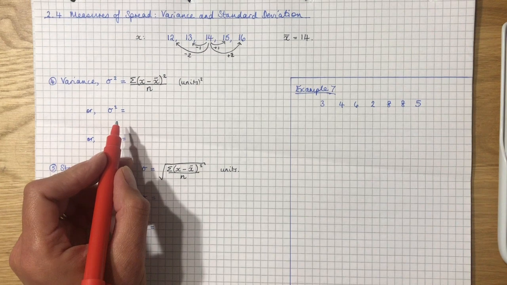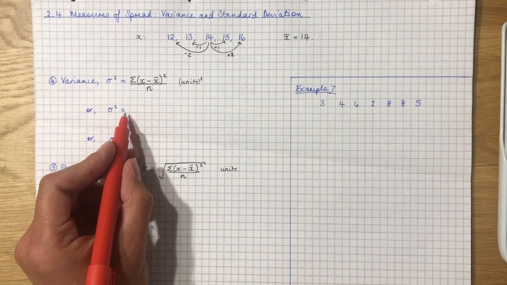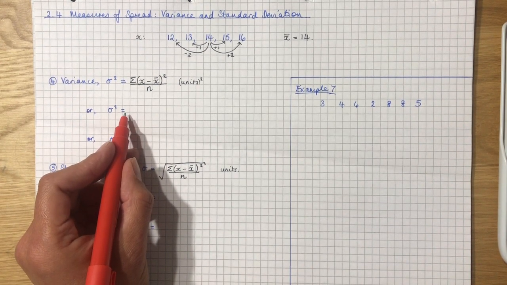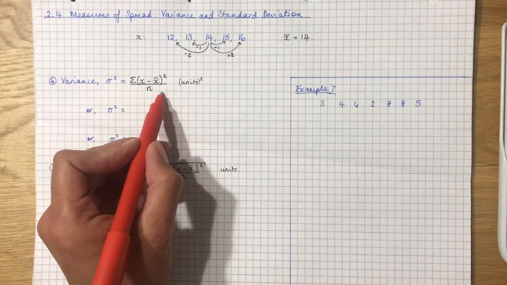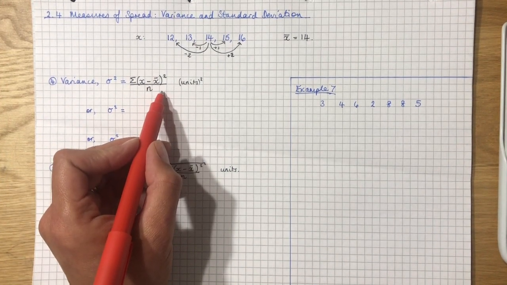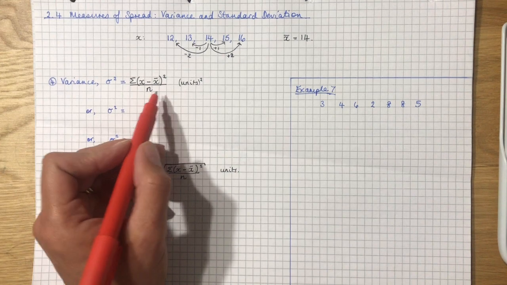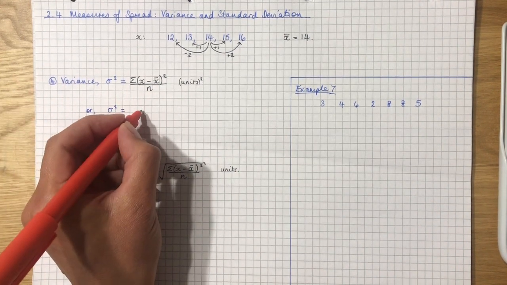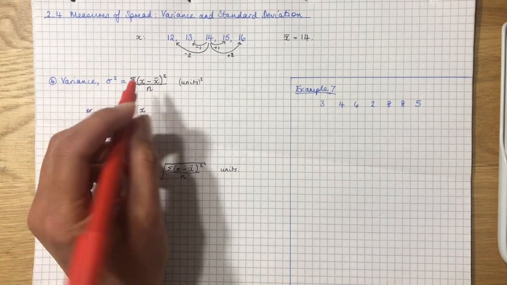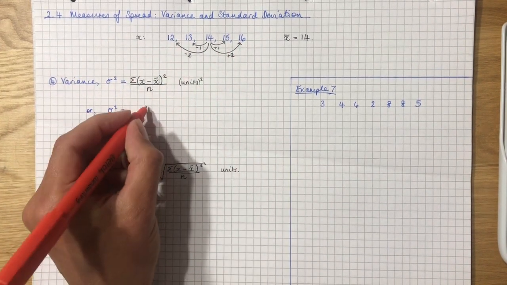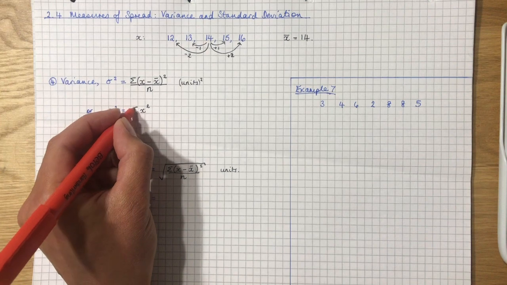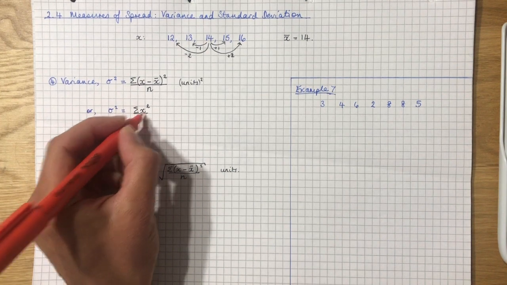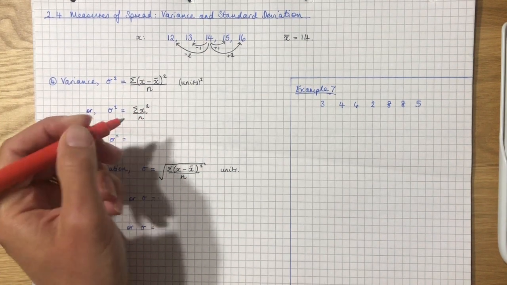Now there are other ways of writing or finding the variance. They're all the same thing, it's just that this formula can be rewritten in lots of different ways, and some of the ways are more useful than others in different scenarios. So one of the ways we can rewrite this formula is we can take all of our x values, we can square them, and we can add all those squares up, divide it by how many values we've got.